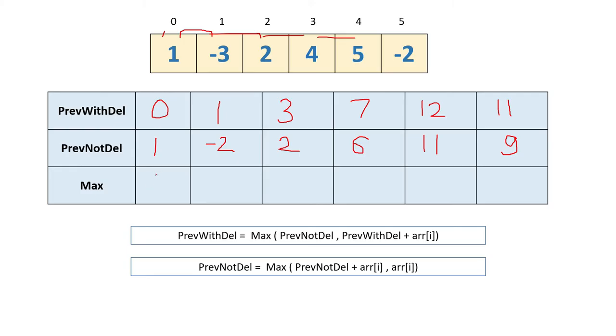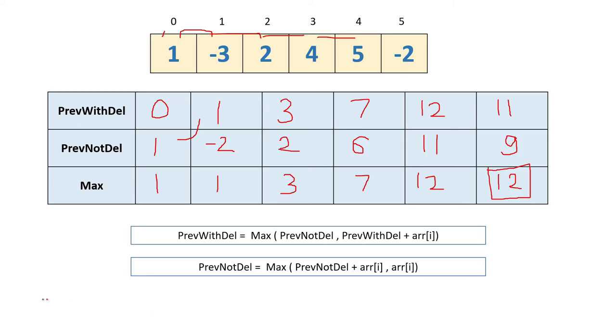So between 0 and 1, 1 is the max. Then for the next max I have to check from all these three values. So between 1, minus 2 and 1, 1 will be greater. Then between minus 2, 2 and 3, 3 will be greater. Then between 3, 6 and 7, 7 will be greater. Then 7, 11, 12, 12 will be greater. Then between 12, 9 and 11, 12 will be greater. And our answer will be 12.